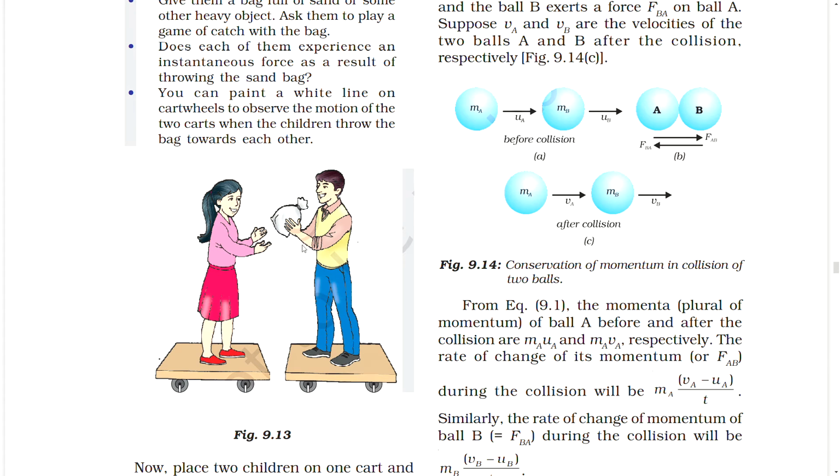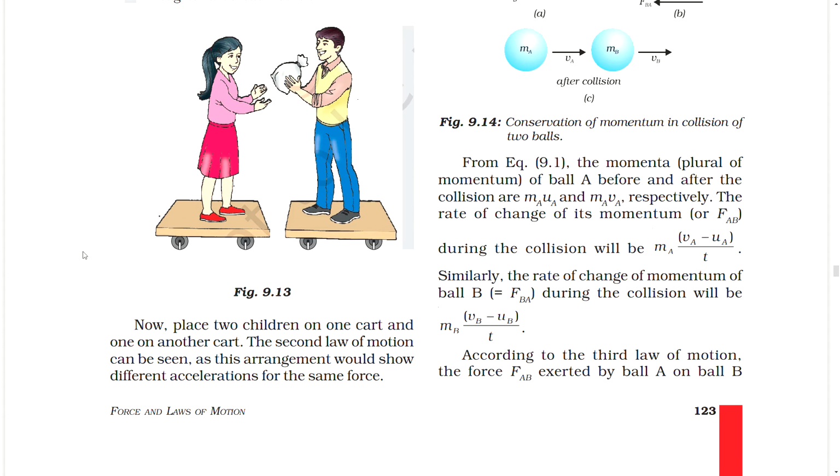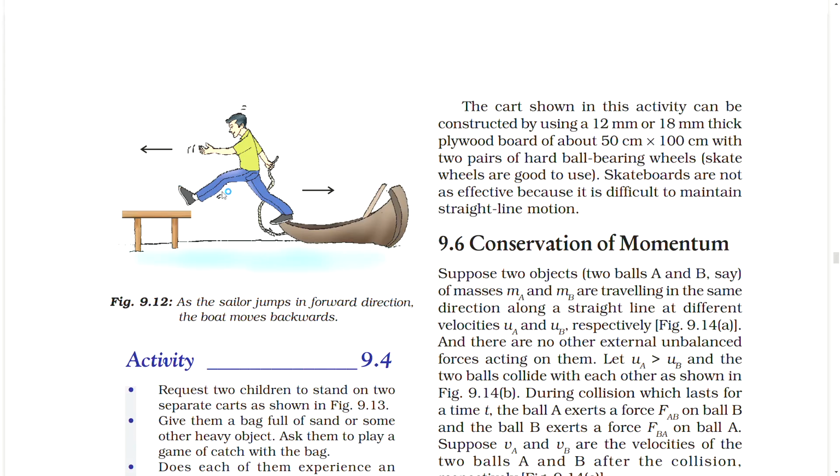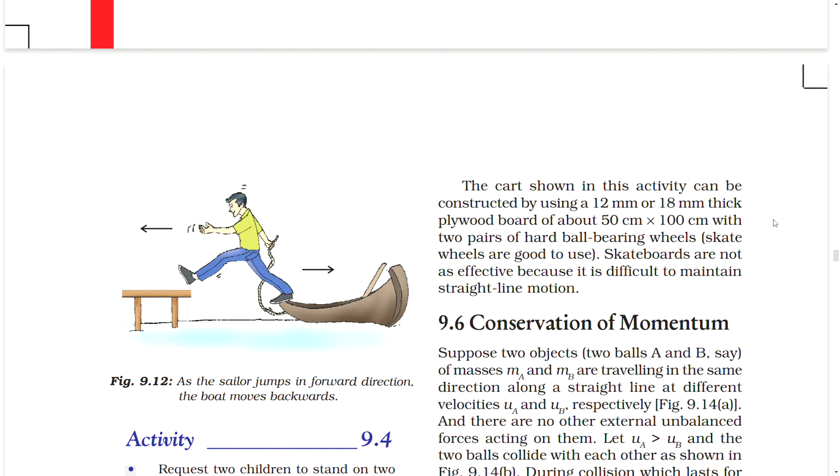Figure: Now place two children on one cart and one on another cart. The second law of motion can be seen, as this arrangement would show different acceleration for the same force. The cart shown in this activity can be constructed by using a 12 mm or 18 mm thick plywood board of about 50 cm by 100 cm with two pairs of hard ball bearing wheels. Skate wheels are good to use. Skateboards are not as effective because it is difficult to maintain a straight line motion.